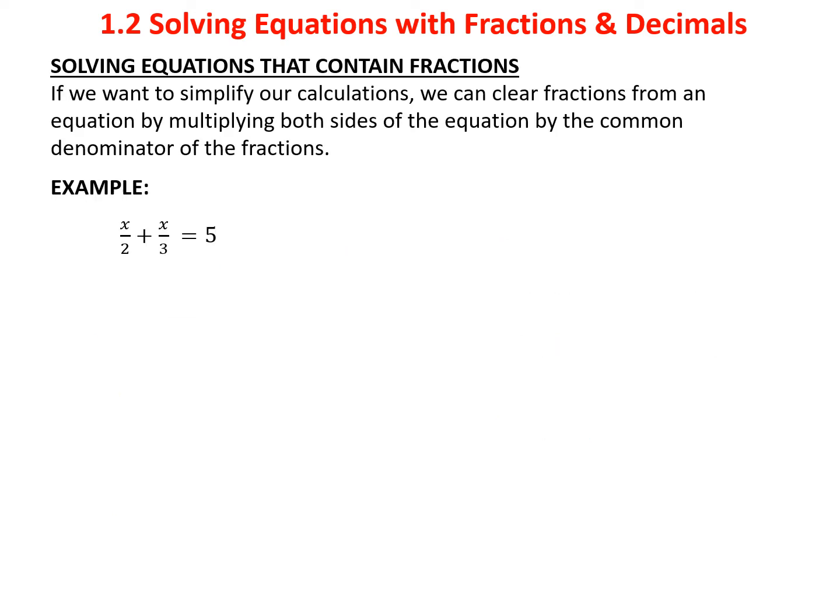First, let's consider how we eliminate fractions from an equation. We've done this before, but if we want to simplify our calculations, we can clear fractions from an equation by multiplying both sides of the equation by the common denominator of the fractions. Now, just a reminder of how to find the common denominator. The easiest way that I know of, or the simplest way, is the following.